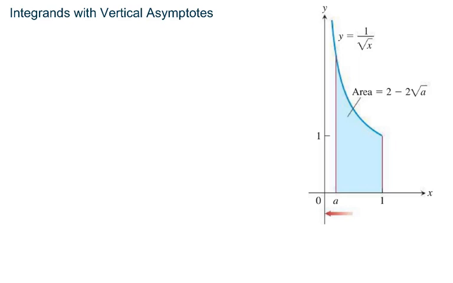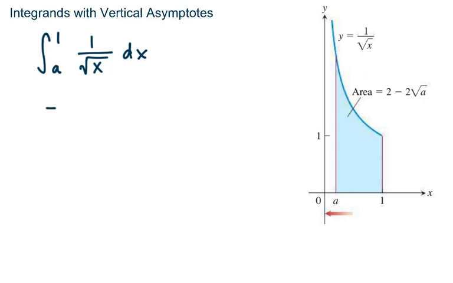So if we consider this function that we're looking at and we say we want to find the integral from 0 to 1 of 1 over the square root of x dx, we have a problem because the function isn't defined at 0. We cannot ever touch 0. So this is a situation where we end up having to use the value a.